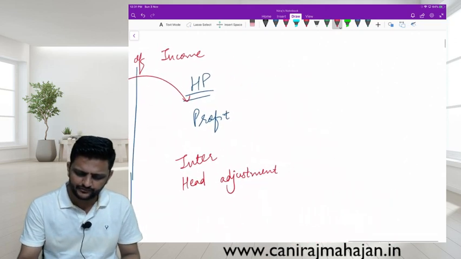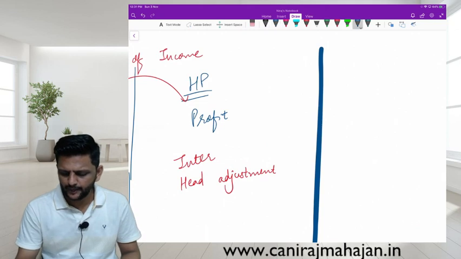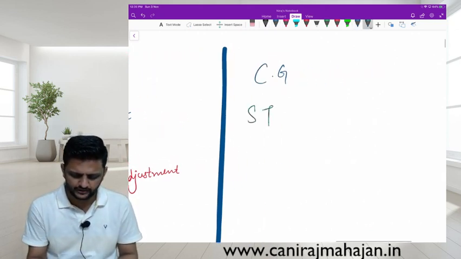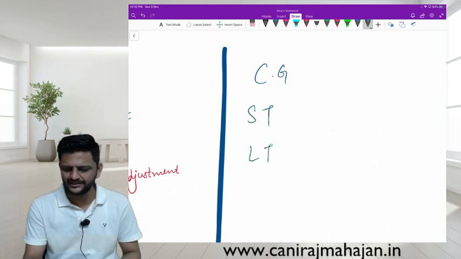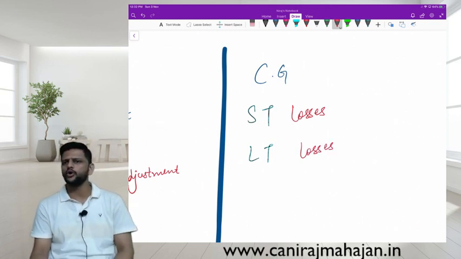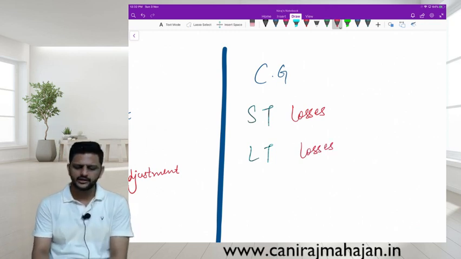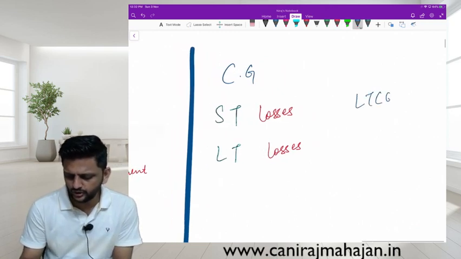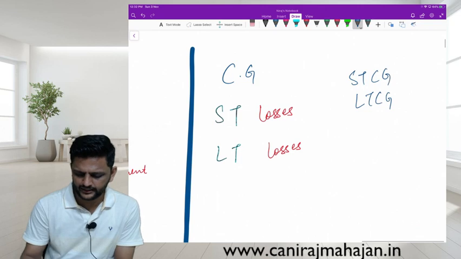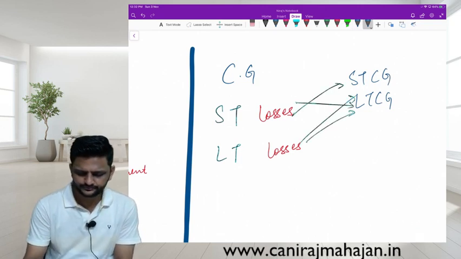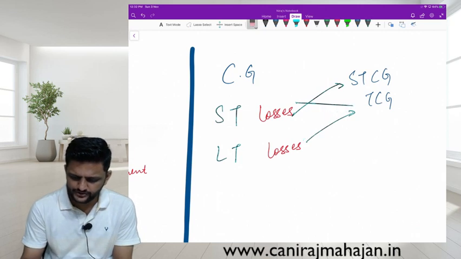Then we have capital gain. Again there will be short term and long term. Mainly this chapter will be about losses. So short term capital loss or long term capital loss. Again, the person may have long term capital gain or short term capital gain. Now there can be many combinations, no?